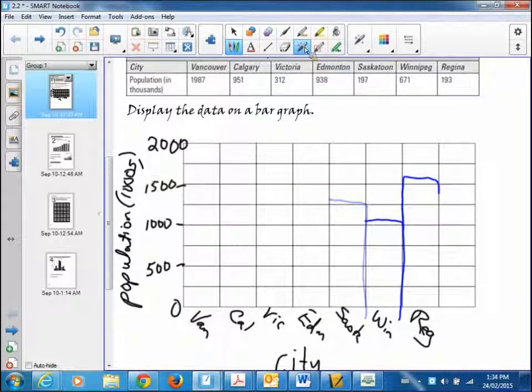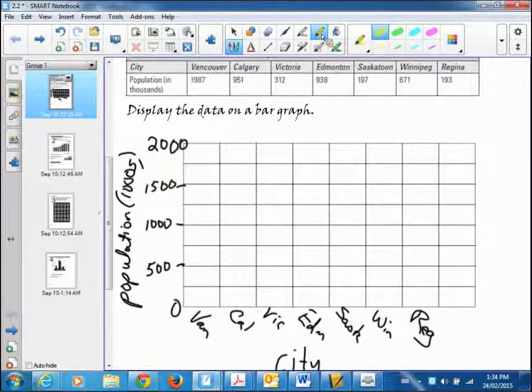So, what do you do? You take Vancouver. It's easier for me, but I could go like this. Vancouver is practically right up to there. Well, I guess I'm pretty messy though, but you get the idea. That's 1987. It's just shy of 2000. Whereas Calgary is just under 1 million that year. 951. I'm going to pull this out again. I guess this would be 250.